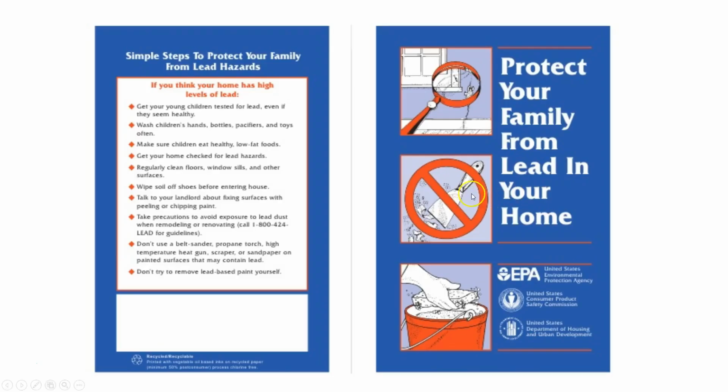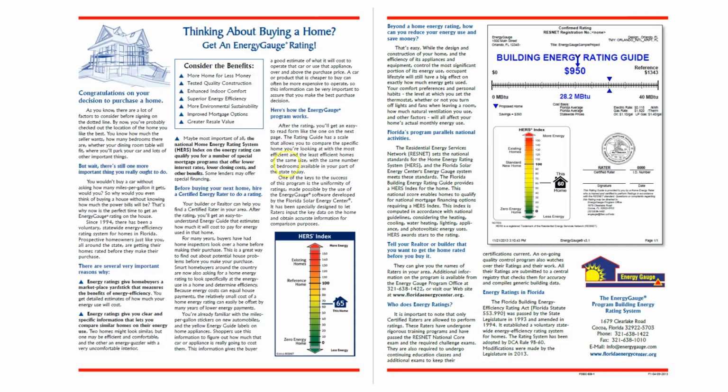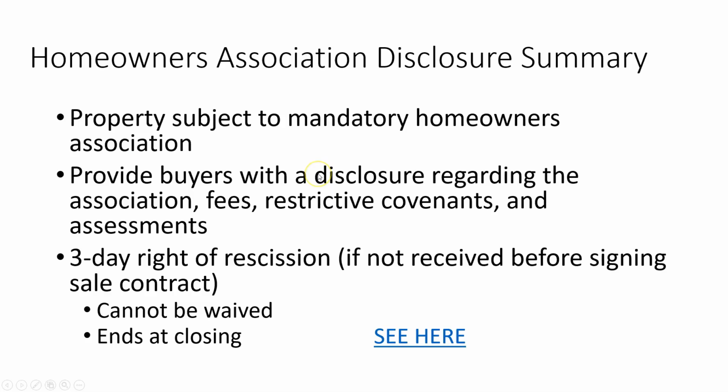Here's the lead pamphlet which you have to give to the buyer. You also have to give an energy efficient rating brochure to any potential buyers. This is a copy of that. This allows them to possibly get a cheaper mortgage on a well insulated high-end applianced house.